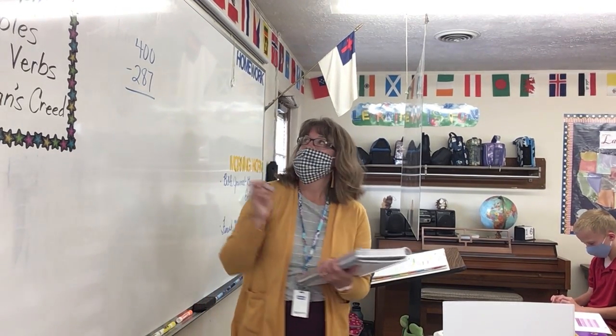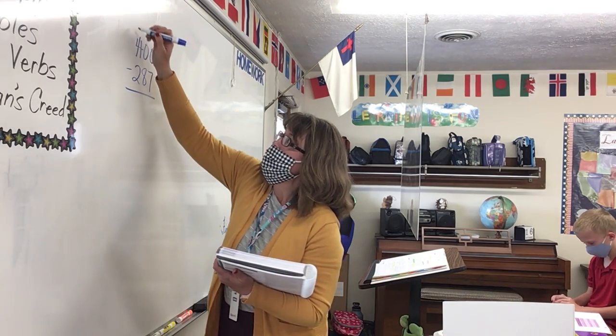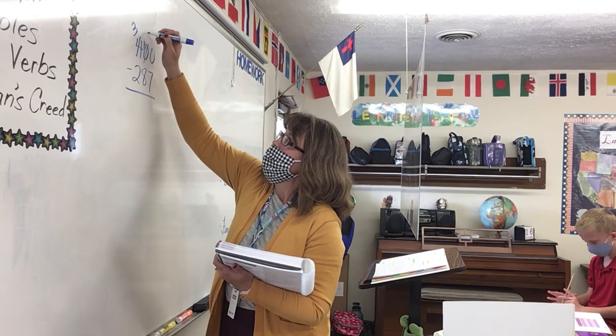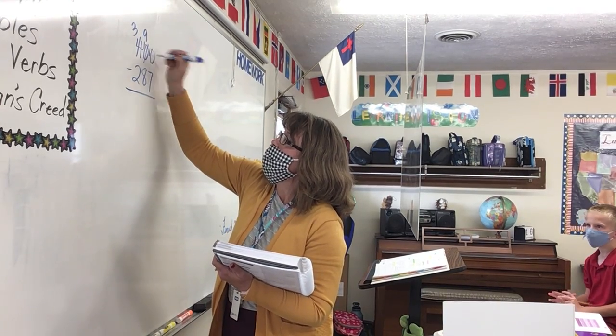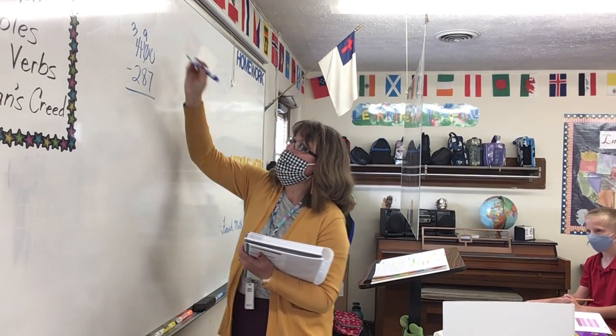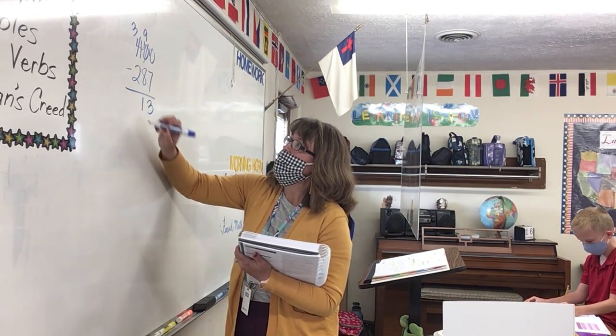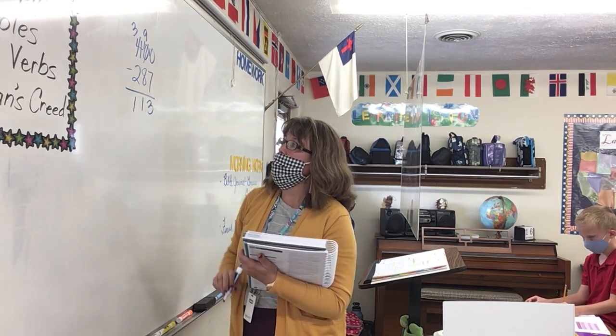Cross out the 4, make it a 3. Give that 1 to the 10, cross that out, make it a 9. And give that to the 1. Okay. 10 minus 7 equals 2. And 9 minus 8 equals 1. And 3 minus 2. Very good.